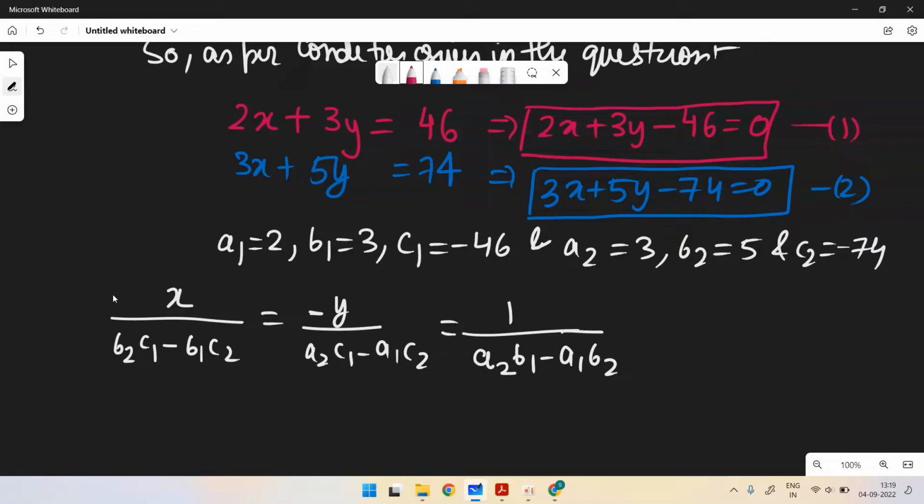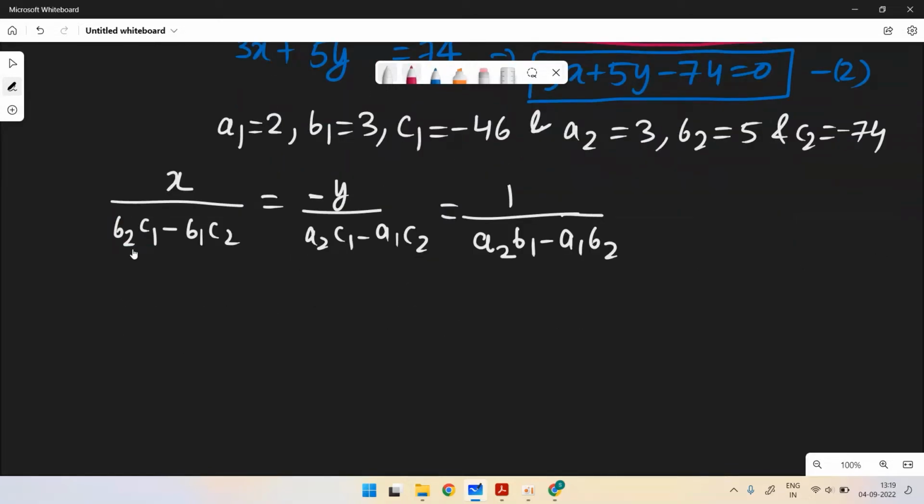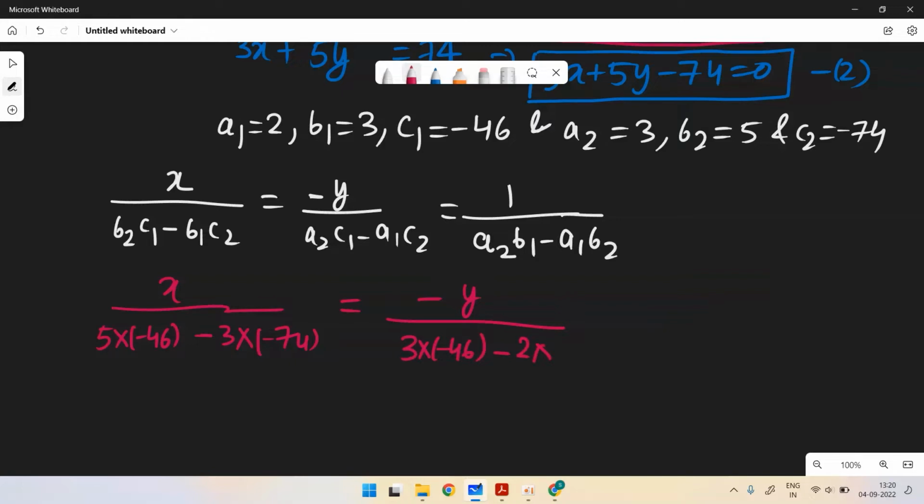So let's put in these values. x by b2 c1: b2 is 5 into c1 is minus 46, minus b1, which is 3, into c2, which is minus 74, equal to minus y by a2, which is 3, into minus 46, minus a1, which is 2, into minus 74, equal to 1 by a2, which is 3, into b1, which is 3, that's 3 into 3, minus a1 b2, a1 is 2, b2 is 5.